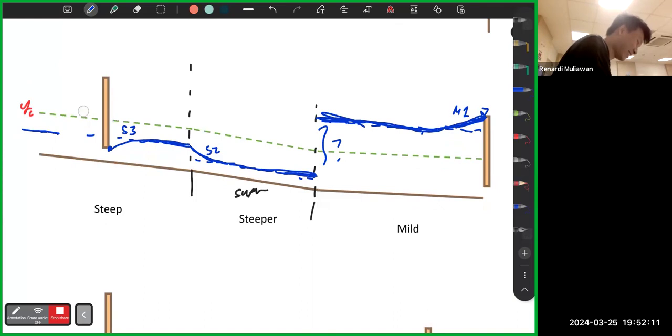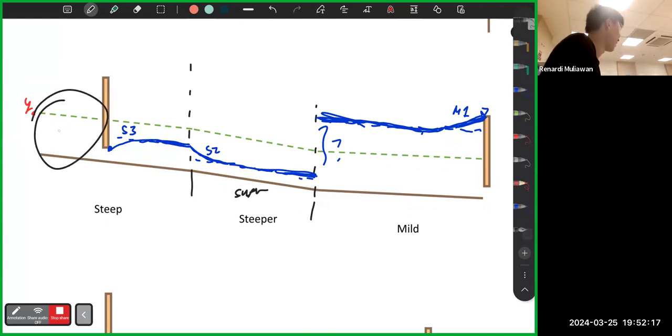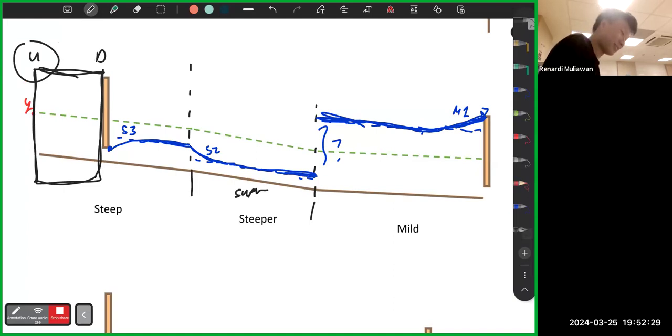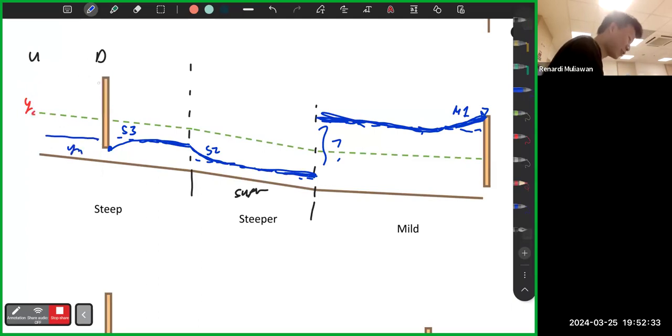Okay, let me explain. Again, for this part, it's a supercritical flow, correct? For this part, it's supercritical flow. So supercritical flow is an upstream control. So the curve should be upstream. Downstream should be Yn all the way. But then we should go up here. So there's a question mark here. So what should we do? We add a hydraulic jump.